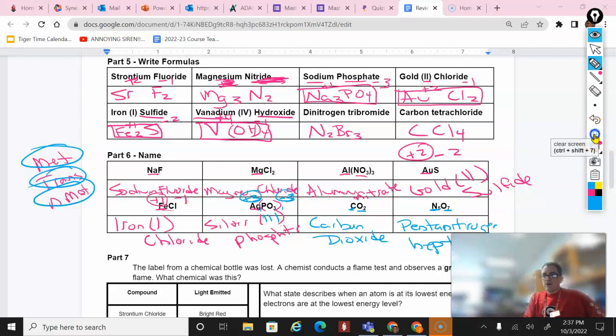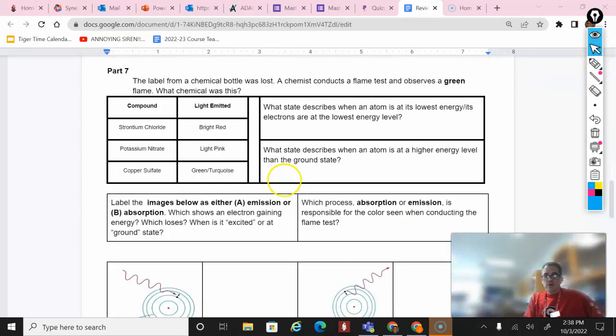All right, let's wrap this thing up down here at the bottom on part 7. Label from a chemical bottle was lost and we get a green flame. Well, if there's a green flame, let's look at our little chart. Well, look at there. There's green, must be copper sulfate.